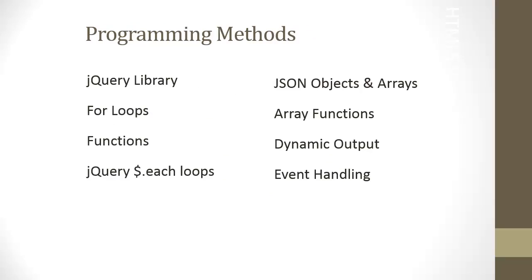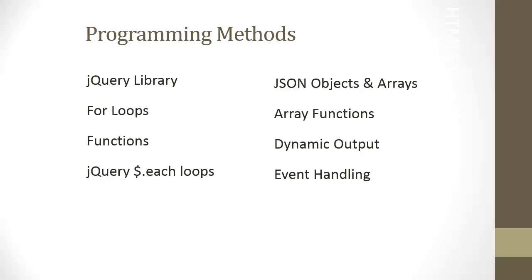Programming methods that we've used, we use the jQuery library pretty extensively, more than I thought we were gonna. For loops, functions, of course, jQuery each loops. All right, because we have to loop through our items in local storage to figure out if it meets the criteria. So basically, if it matches the ID. If it does, then we displayed it or deleted it or whatever we wanted to do.